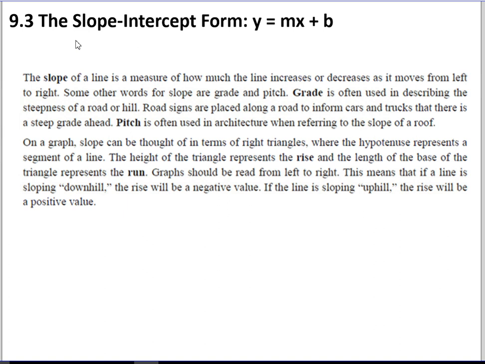On a graph, slope can be thought of in terms of right triangles, where the hypotenuse represents a segment of a line. The height of the triangle represents the rise, and the length of the base of the triangle represents the run. Graphs should be read from left to right. This means that if the line is sloping downhill, the rise will be negative, and if the line is sloping uphill, the rise will be a positive value.